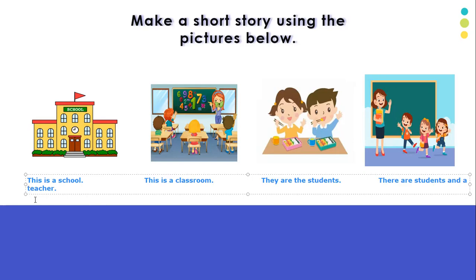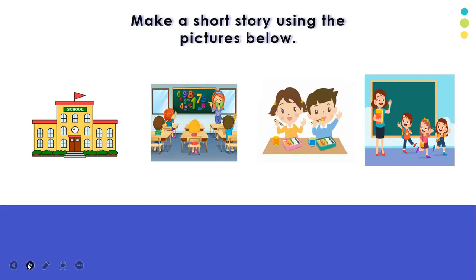Next time I will let you make a longer sentence, not a very short sentence. Today it's okay. Please read everything. This is a school. This is a classroom. They are students. They are students and teacher. Okay, that's correct, but very short sentences. Next time, not very short, okay? Only tonight it's okay. Not bad.